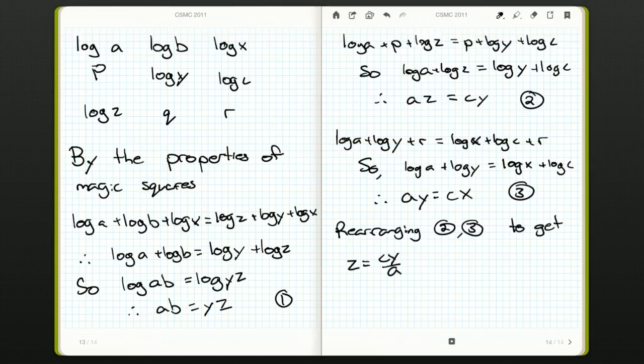Remember, A, B, C, X, Y, and Z are positive. A is positive, so we can definitely divide by it. We're not dividing by 0 here. In fact, maybe a better way to write these is to highlight the fraction C over A.